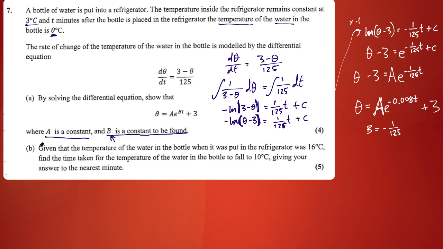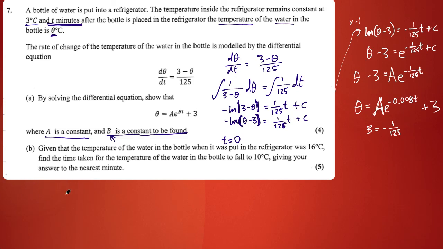Okay, in part B, given that the temperature of the water in the bottle when it was put in the refrigerator was 16 degrees centigrade, so that is when t equals 0, when it was put in the refrigerator. That's going to be our link pair, t equals 0 and theta equals 16. Find the time taken for the temperature of the water in the bottle to fall to 10 degrees C, giving your answer to the nearest minute, and t is in minutes, so we're not going to have to adapt our answer for t, we'll just be able to round our answer to t.